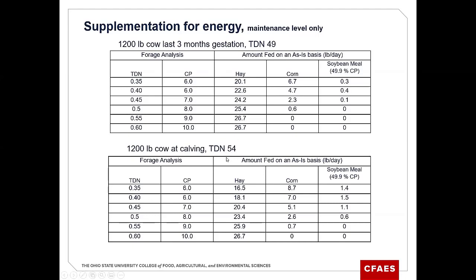These are in percentages, these are whole numbers. So again, if we had that same hay sample at 38 TDN, 6% crude protein, we're giving her 18 pounds of hay, we'd have to bump that corn up to 7 pounds and add another pound to a pound and a half of soybean meal just to meet her requirements.